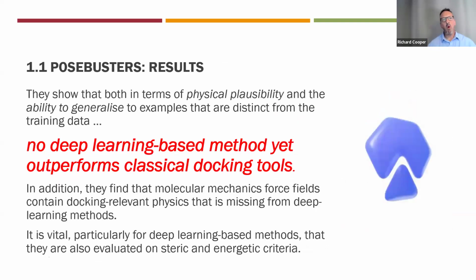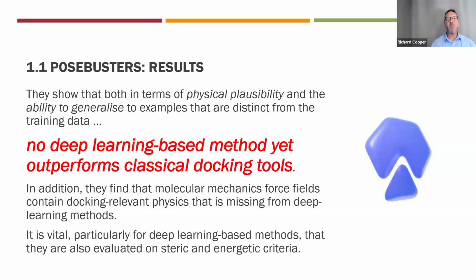So what they took away from this is that although the RMSD metric is useful, the physical plausibility of the models and the ability to generalize to other examples are no better than classical docking tools. So when you take these extra things into consideration, these AI-based methods don't perform any better than classical.